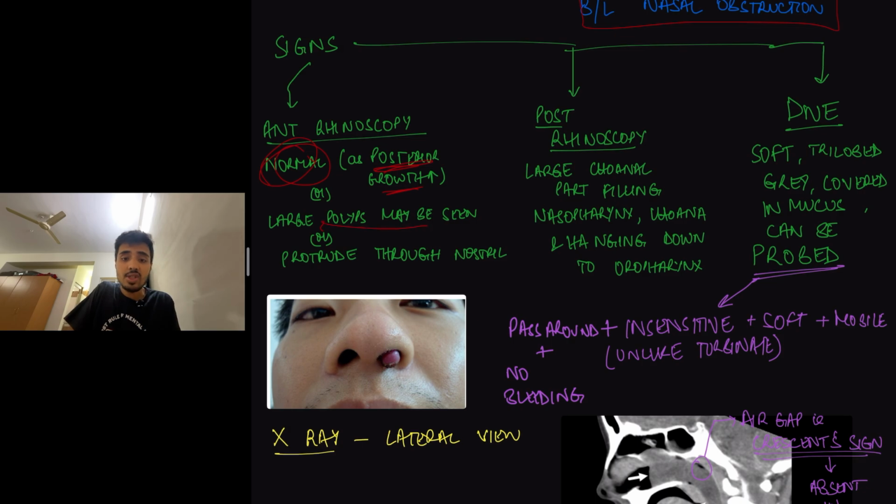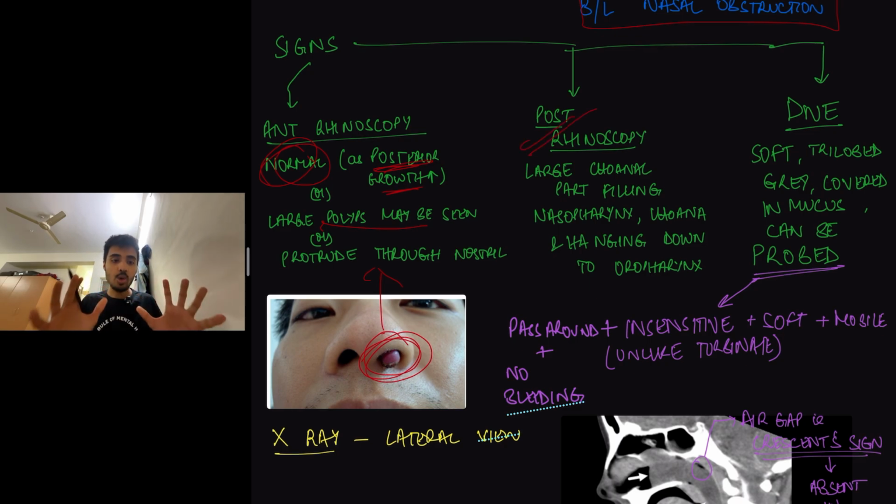And when it is so large, it sometimes can even protrude through the nostril. That can also happen. But in the majority of cases, it appears normal. But posterior rhinoscopy, you will be able to see. Why? Because when you do posterior rhinoscopy, you're looking at the choana and the nasopharynx. So there you can see that large globular choanal part filling the nasopharynx, blocking the choana, and even hanging down into the oropharynx.